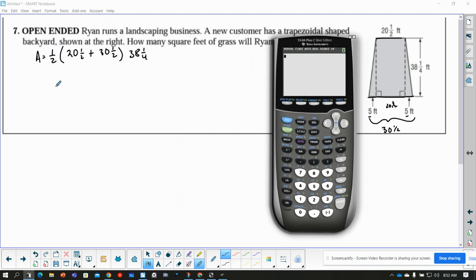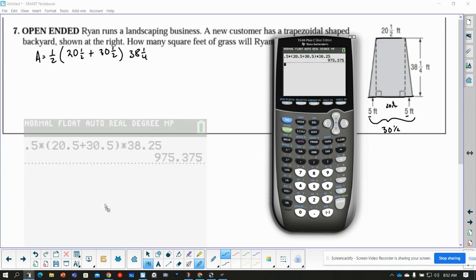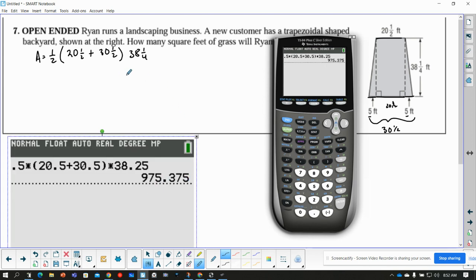So for the 1/2, you can put into the calculator 0.5 times, and then in parentheses, 20.5 and 30.5, 30.5. And then times, and 1/4 of something is 0.25, so 38.25 times 38.25. And our final answer then is 975.375.